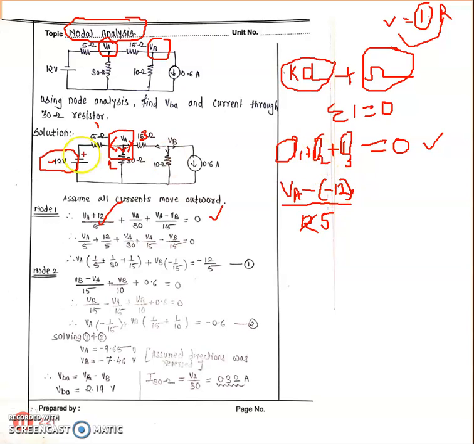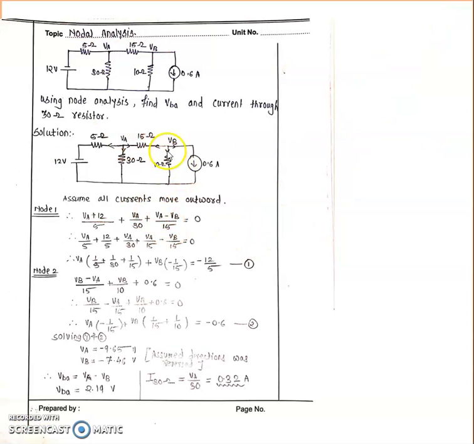Then similarly I2 is VA divided by 30. And I3 is VA minus VB divided by resistance. So like that you are going to write the equations. And what about this point, Node 2? You have seen that VB point. So 1, 2, 3 currents are there. So you are going to assume this is 1, this is 2, this is 3.